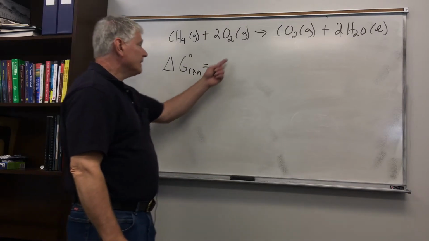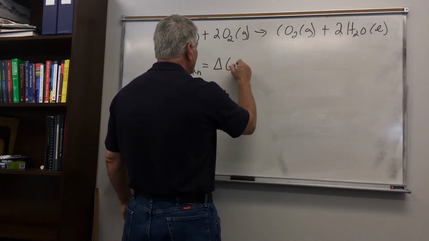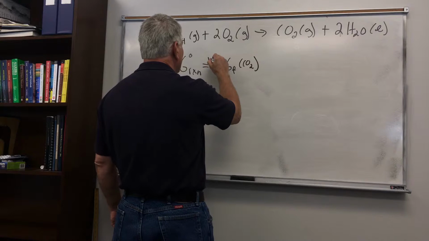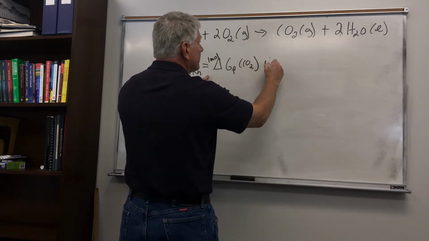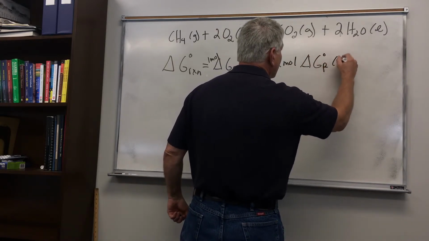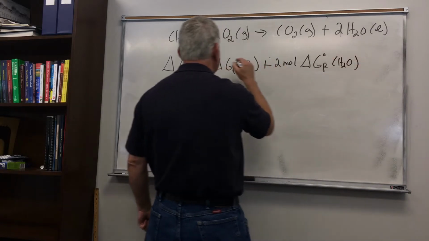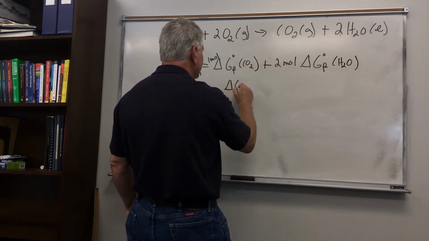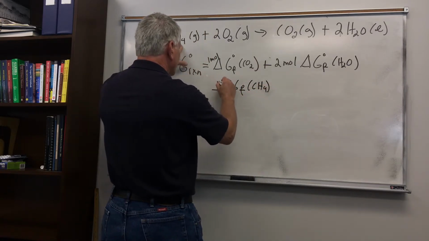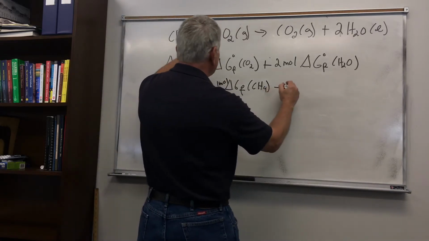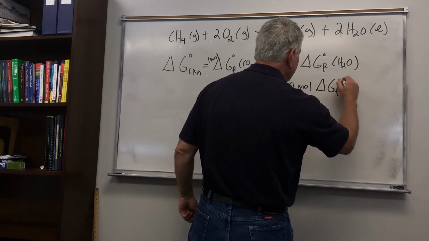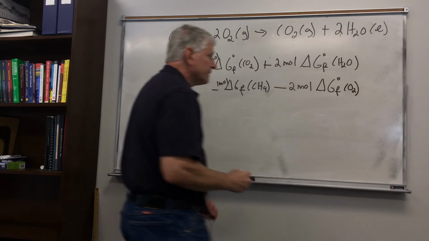It's just going to be the Gibbs free energy of formation of carbon dioxide times 1 mole, plus 2 moles times the Gibbs free energy of formation of water in the liquid phase, minus delta G formation of the reactants, methane, and we have 1 mole of methane, and then minus 2 moles of oxygen, so delta G formation of oxygen gas.